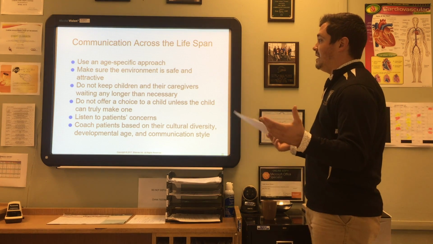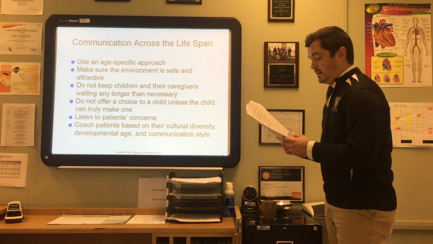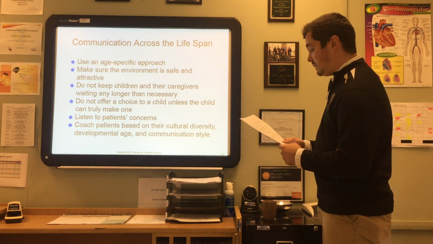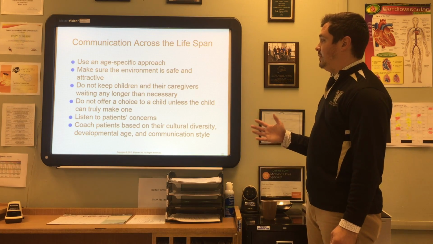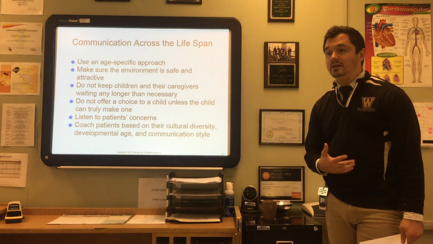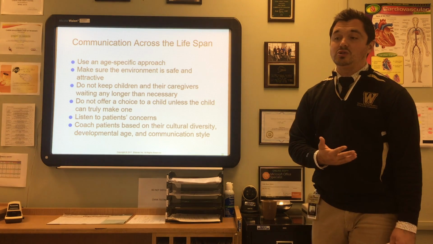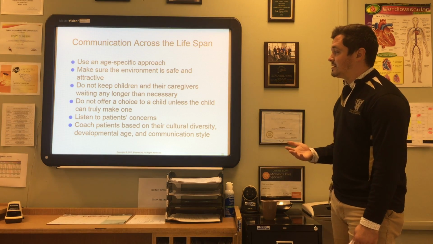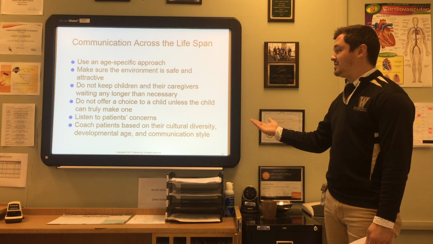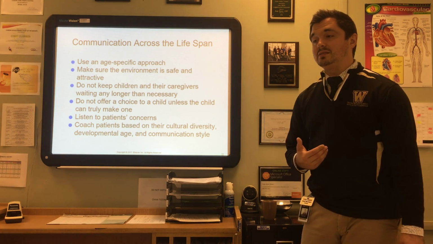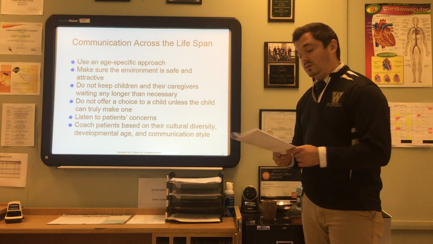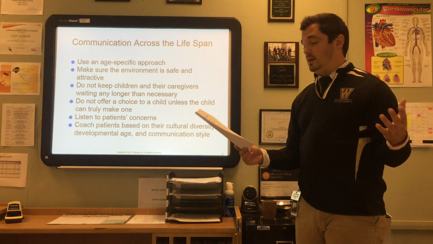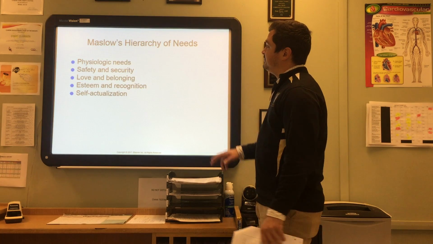Make sure the environment is safe and attractive for all ages. Always provide privacy for older children, even adolescents. Don't keep children and their caregivers waiting any longer than necessary. Do not offer a child a choice unless they can truly make one. Then listen to the parents' concerns and coach the patients based on cultural diversity, their developmental age, and their communication style. Therapeutic communication is extremely important when interacting with adult patients.